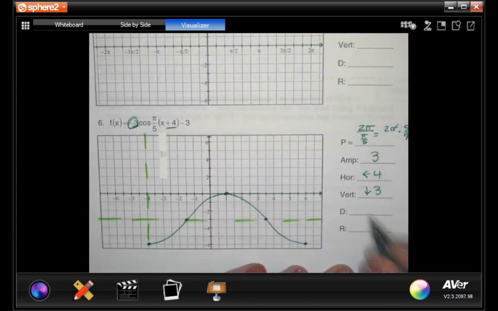Okay. What's the domain for a cosine graph? -infinity to infinity. What's our range here? Right, -6 to 0.